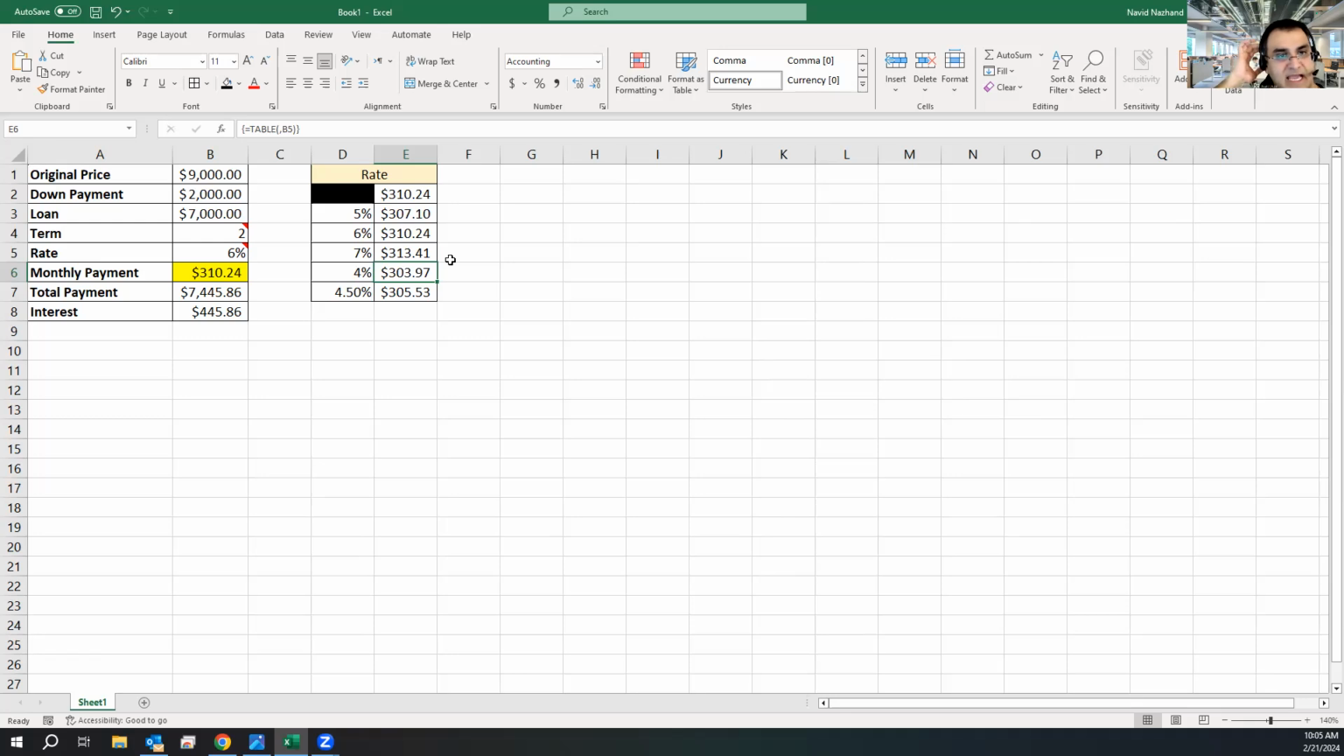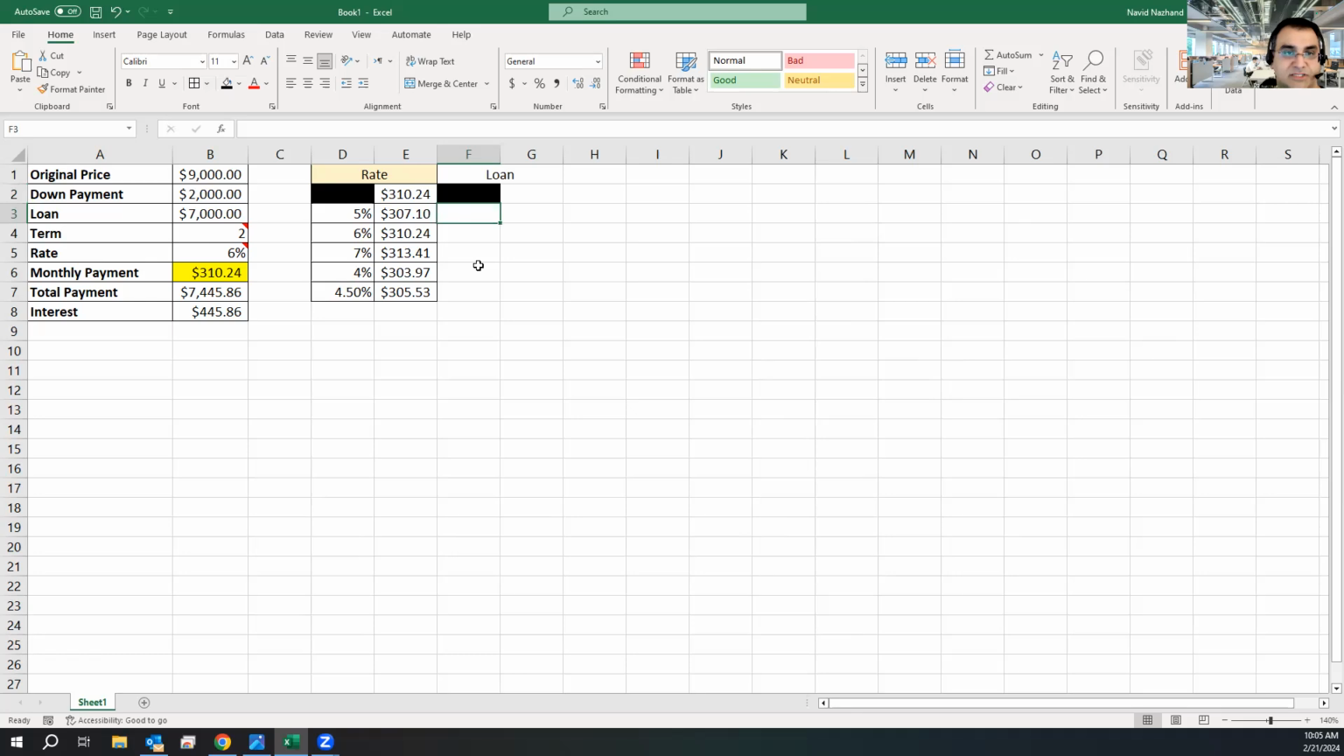Another thing is, what if I want to have another thing? For example, I can create another table just right next to this one that I created. I'm just going to merge and center it. And I would say, okay, what if I have different loan amounts? If the loan amount is going to change, then what happens? So I'm going to, again, make this one black.